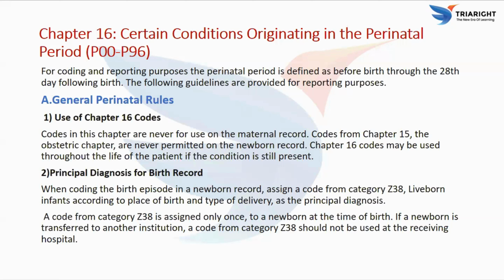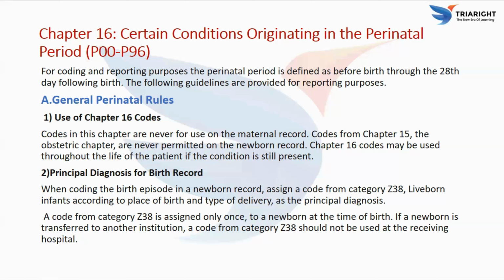Similarly, codes from chapter 15 are used only on the mother's chart but not the baby's. Why? Because the baby and the mother are treated as two separate patients, each with their own diagnosis. What is the important note here? Chapter 16 codes may be used any time in the baby's life if the problem started in the perinatal period and is still affecting the child. For example, if a baby had a birth injury like brachial plexus palsy and still has weakness at the age of 1 year, you can still use the P code.